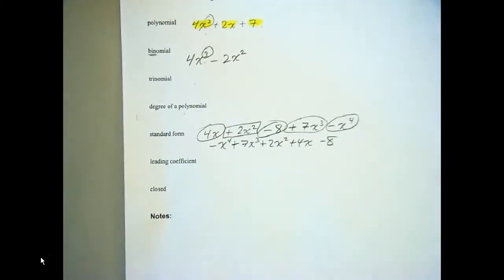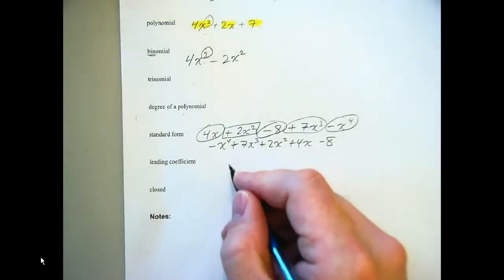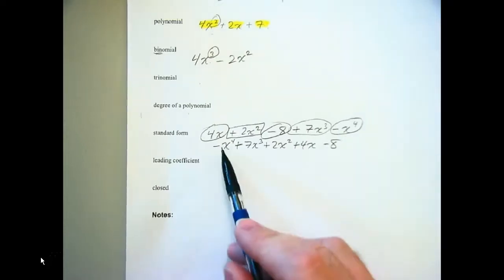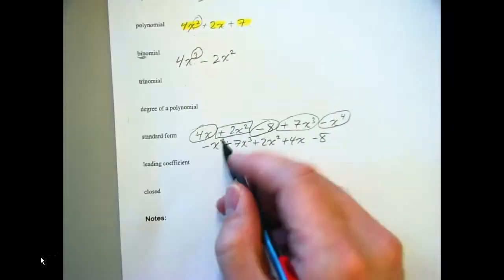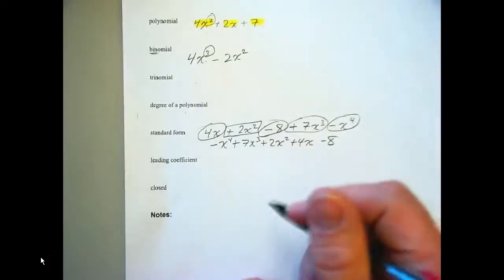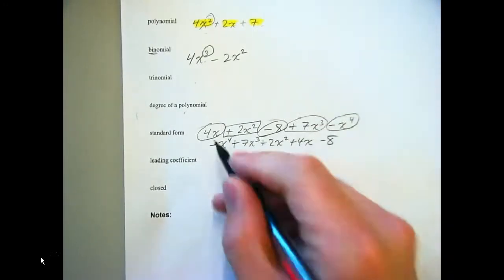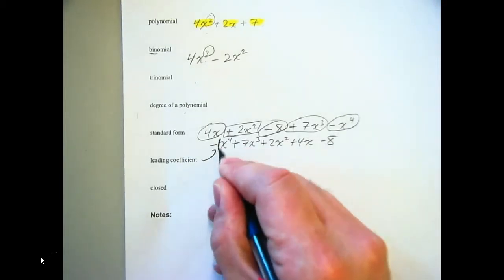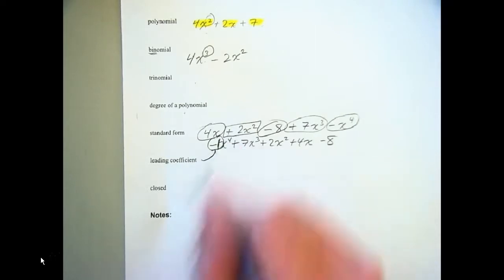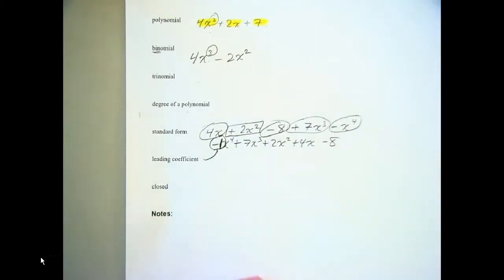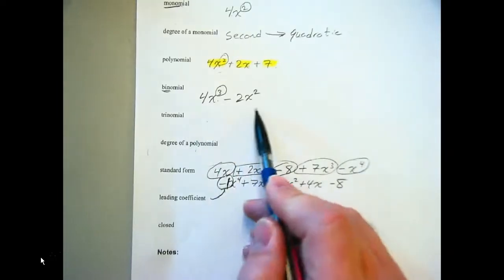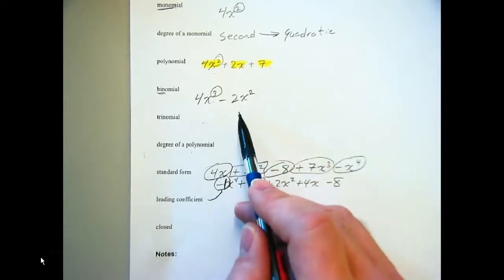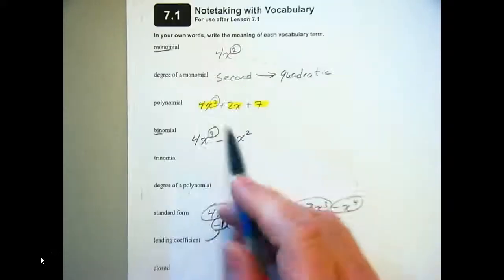Leading coefficient is the term that's attached to the highest power. Okay? So Logan, what's the highest power in this? X to the 4th. And what's the term out in front of that? Yeah, in this case it's -1. So the leading coefficient is -1. It's the one that's attached to the highest power. So what's the leading coefficient of this one up here? 4. Okay. Jonathan, leading coefficient of this one.